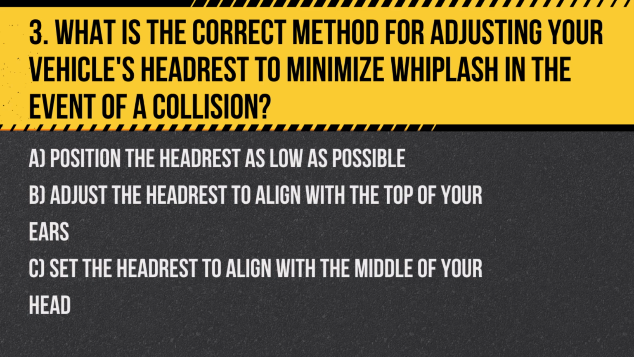B. Adjust the headrest to align with the top of your ears. C. Set the headrest to align with the middle of your head. Answer. C. Set the headrest to align with the middle of your head. This position helps to prevent neck injuries by supporting the head during a rear impact.